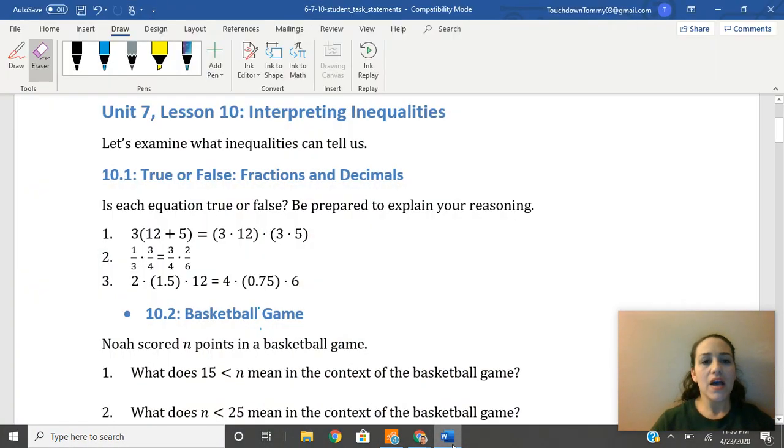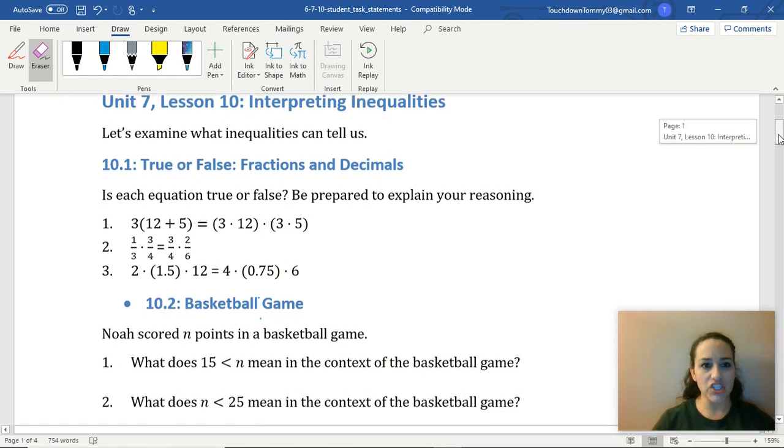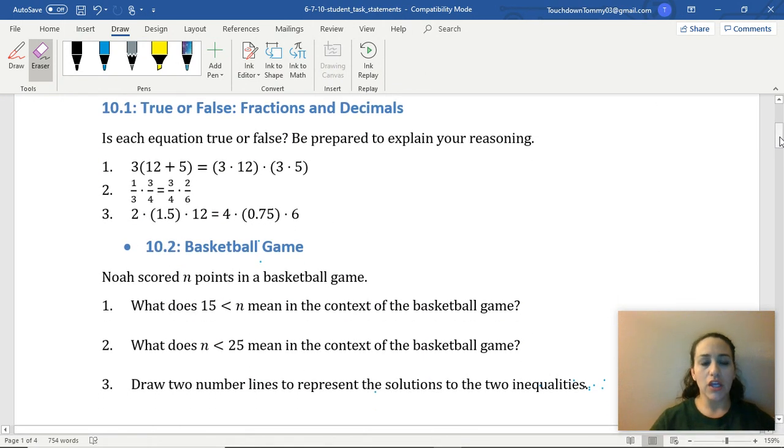There it is. All right, so interpreting inequalities. Well, we're going to start off actually looking at some equations just to kind of wrap our head around what we're going to be asked to do. So 10.1 here, we're doing some true or false. And we can do this with whole numbers, we can do it with fractions, we can do it with decimals. The idea is that we're looking to see if these equations are true. In other words, do they make sense?